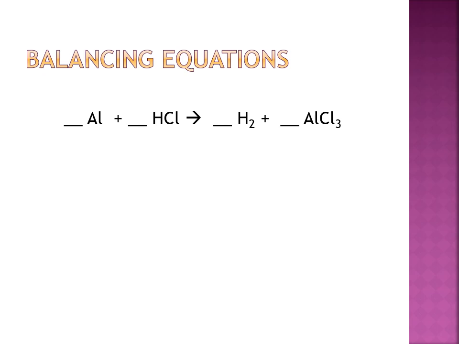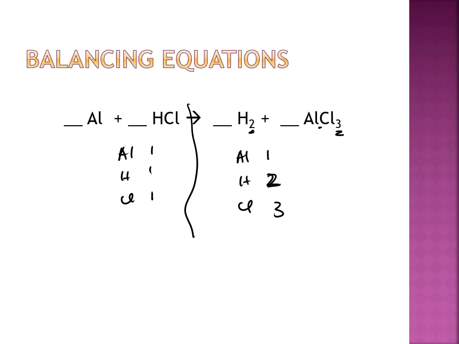All right, so real quick, Al, H, Cl. We've got 1, 1, 1, 1, 2, 3. 3 chlorines, 2 hydrogens, 1 aluminum. So I'm going to start with my hydrogens. I've got 2 here and only 1 here. I'm going to put a 2 in front here. So now I have 2 and 2, still not a match.